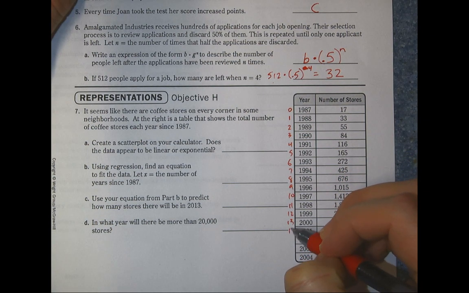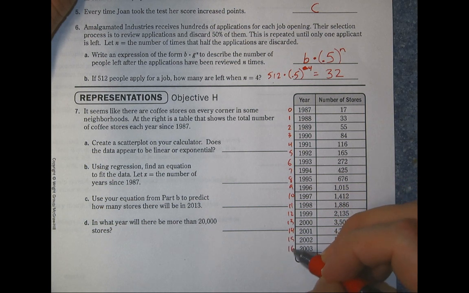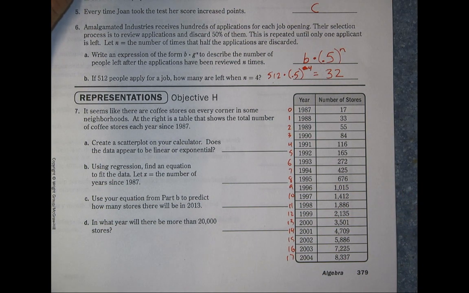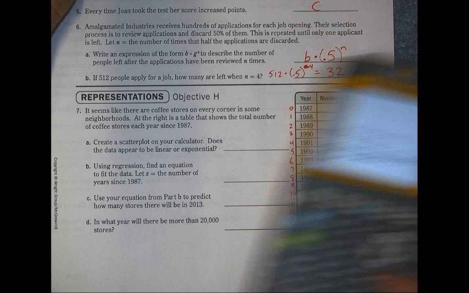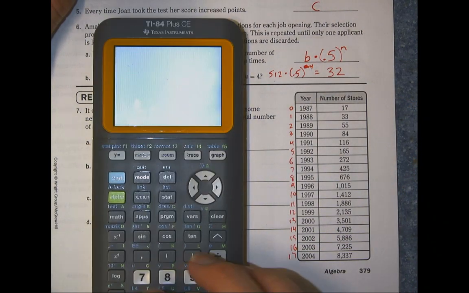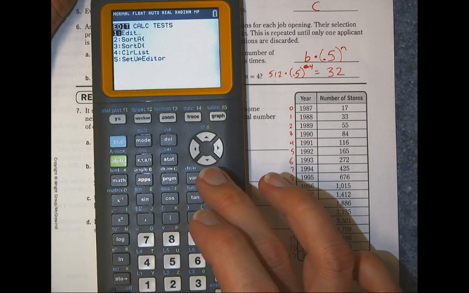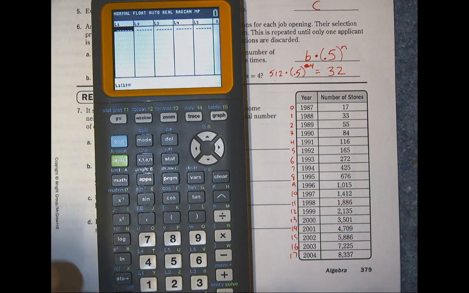You have to be careful though. Sometimes they don't count right up by 1s or 2s. They're all over the place. So we do need to be careful. All right, I'm going to go ahead and just reset my calculator so we have a fresh start here. And so I'm going to go to Stat and Edit, and I've got to input all of this. So I'm doing 0 all the way down.